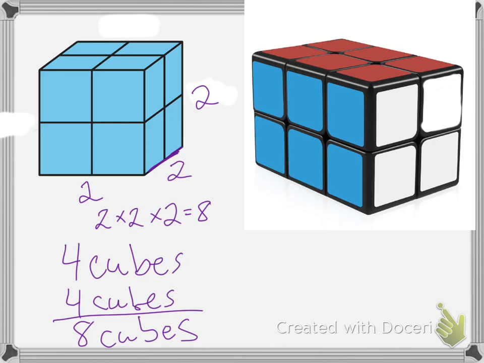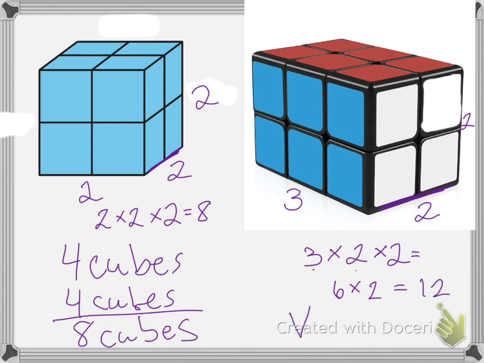On this next picture we can see that I have 3 cubes on this side, 2 cubes on this side here, and then it is 2 cubes tall. So to find the volume of this one, I can multiply these 3 numbers together. I can do 3 times 2 times 2 to get my answer. Well, 3 times 2 is 6. 6 times 2 is 12. So the volume of this one, which is V, equals 12 cubes.